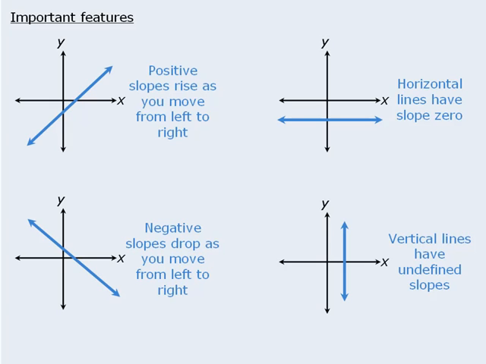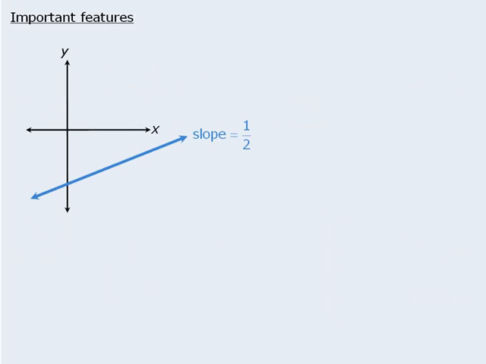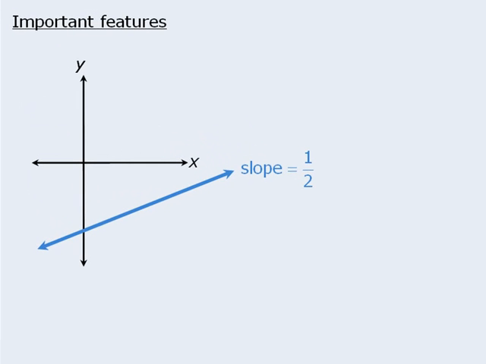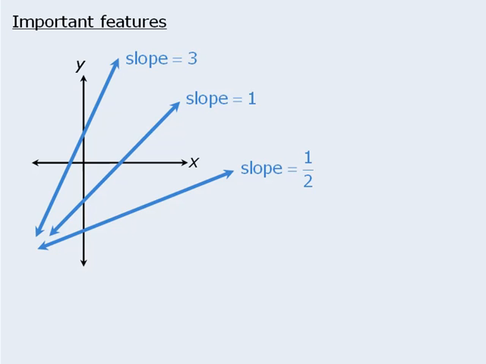Another important feature about slopes is that horizontal lines have slope 0 and vertical lines have slopes that are undefined. Now for the next important feature, notice that the slope of this line is 1/2, the slope here is 1, and this line has slope 3. Notice that as the slope increases, the line gets steeper.